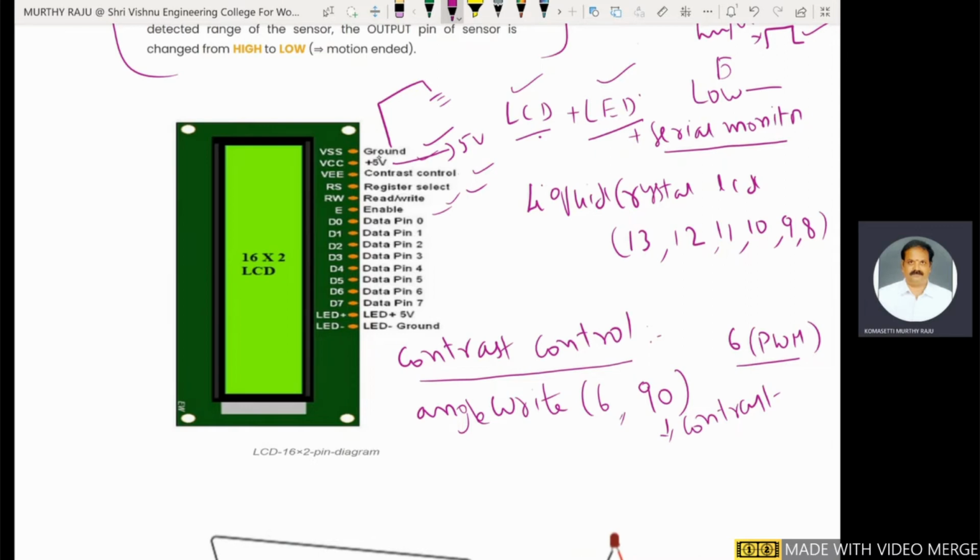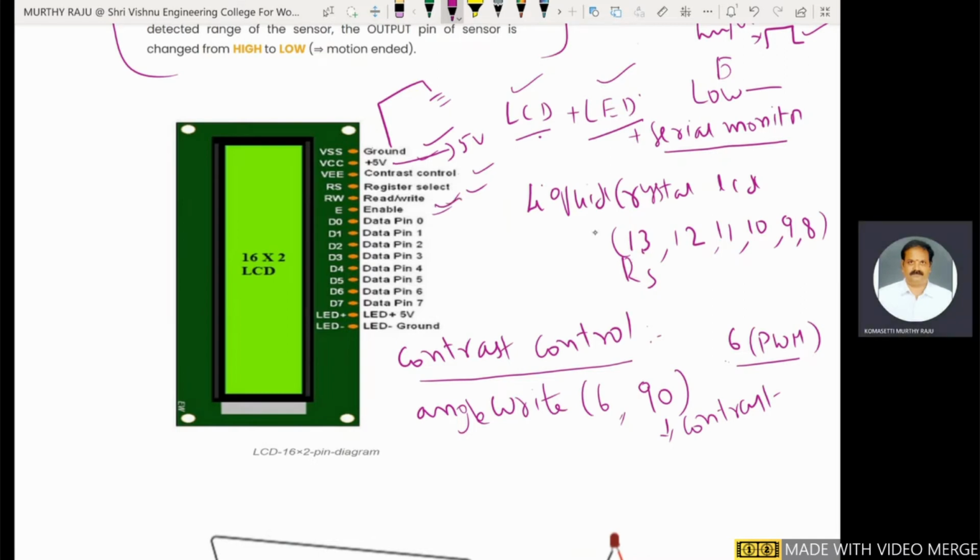Okay, ground. The first pin is connected to ground. The second pin is connected to 5 volts. These two are made on the breadboard from the UNO board. Contrast control is connected to the 6th pin of the Arduino. Next, register select is connected to the 13th digital pin of the Arduino board.